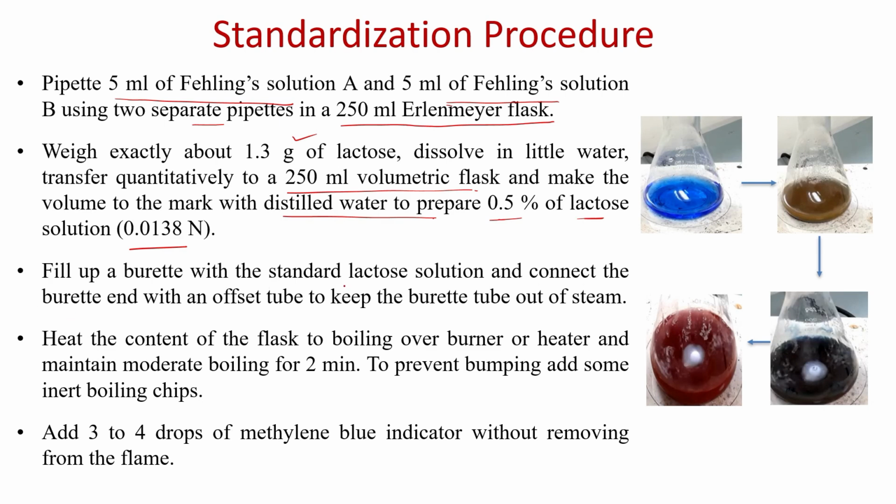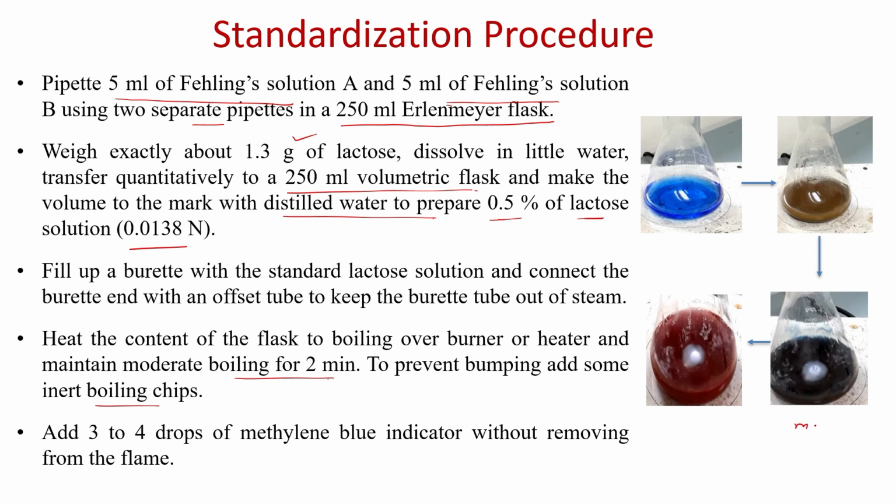Now fill up a burette with standard lactose solution and connect the burette end with an offset tube to keep the burette tube out of steam. Now heat the contents of the flask to boiling over a burner or heater and maintain moderate boiling for 2 minutes. Here, if you have taken 5 ml Fehling solution A and Fehling solution B in this conical flask and boil it for 2 minutes, you will have a slightly brown color like this. To prevent bumping, you can add boiling chips or boiling beads. Then you add 3 to 4 drops of methylene blue indicator without removing the flame.